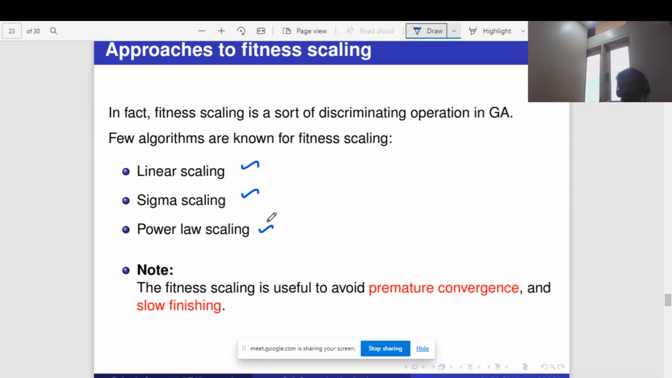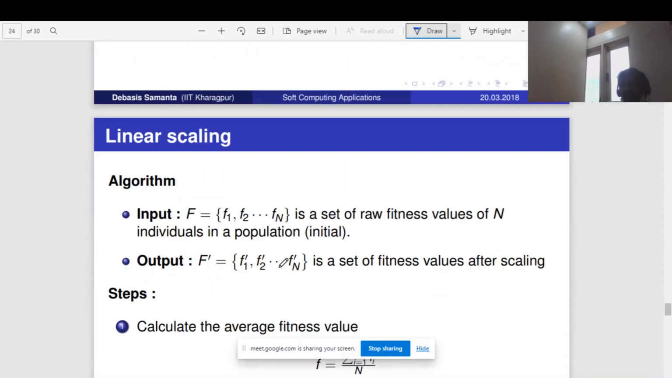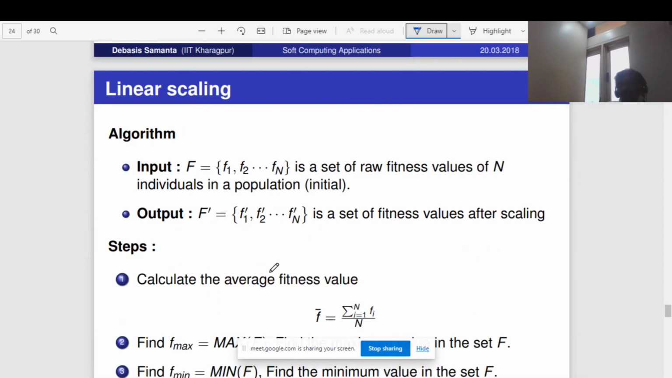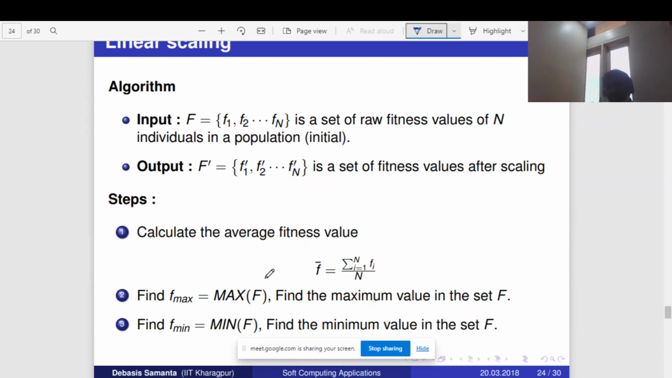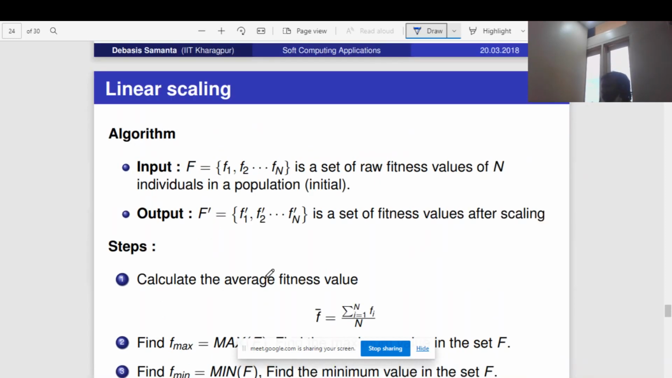So why are we using fitness scaling? To avoid premature convergence. Premature convergence is nothing but settling in a local optimum, and it is also called slow finishing. Fine. First let us discuss linear scaling.